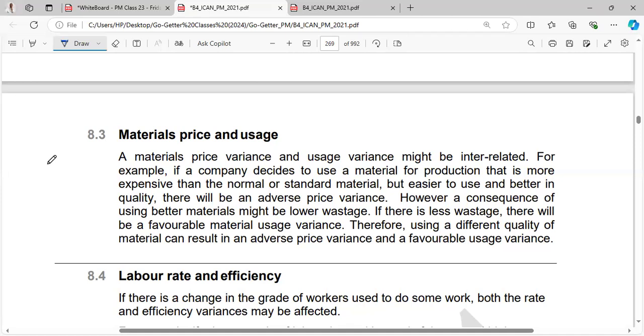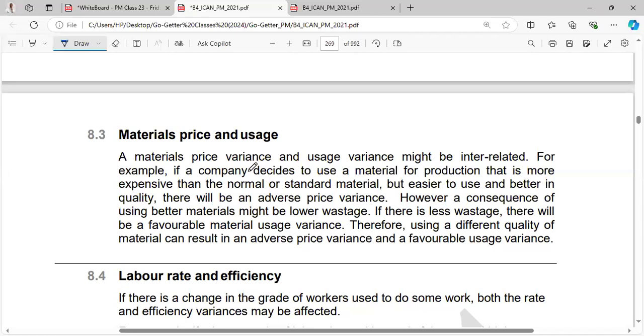Or if a company decides to use substandard material and they bought it at a cheap price, the production manager bought it at a good price, cheap, lower quality will lead to high wastage. And you see, both of them are related.